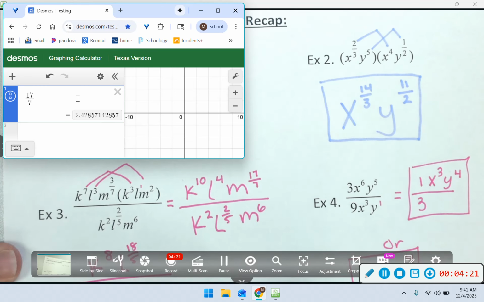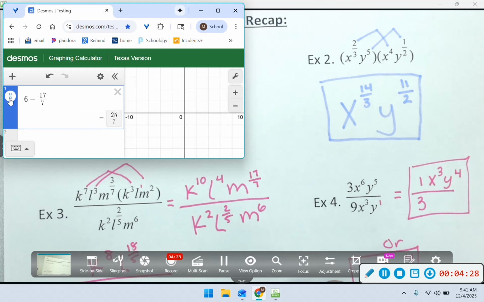Is 2. So I have more m's on bottom. And we're going to do 6 minus, and again, we want a fraction, 25/7. So there's my answer.